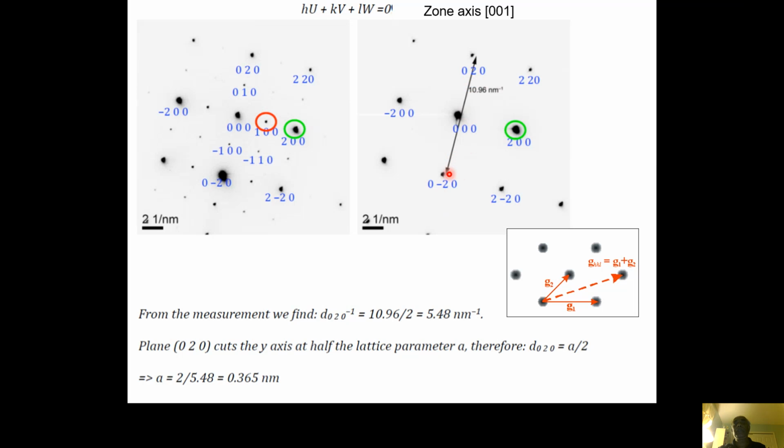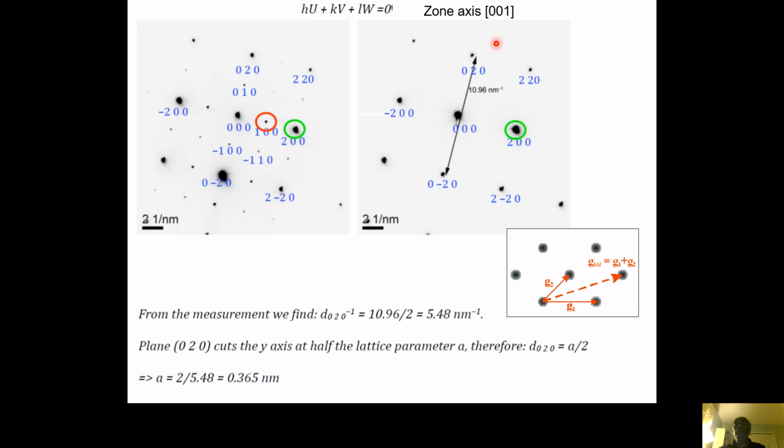So now if I measure the distance between these two, that is given as 10.96. So then this is 0 2 0, or 0 minus 2 0. So you know the distance between that one. If you measure from the origin, it is half of that one. So that is 5.48. But that is coming from the 0 2 0.